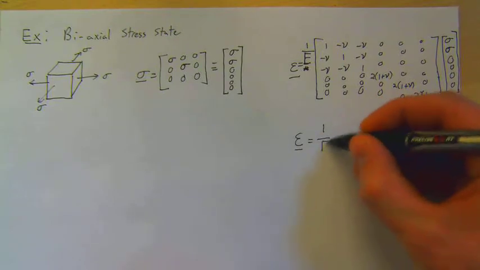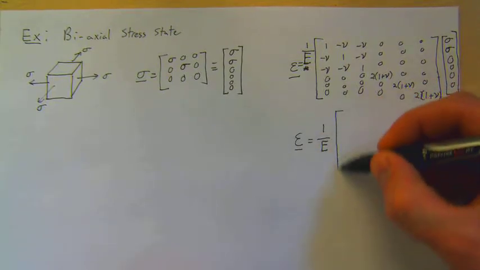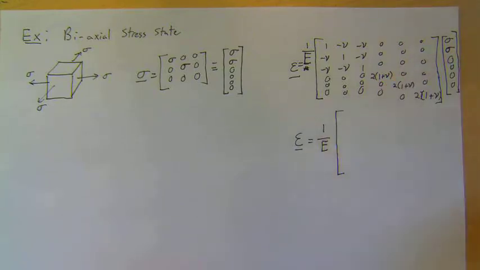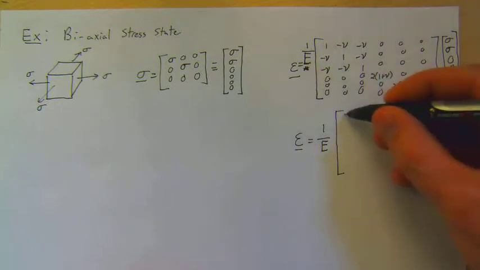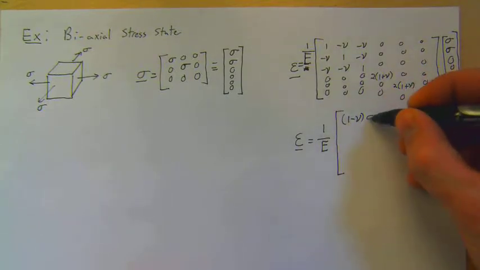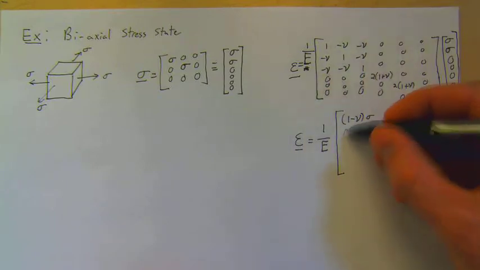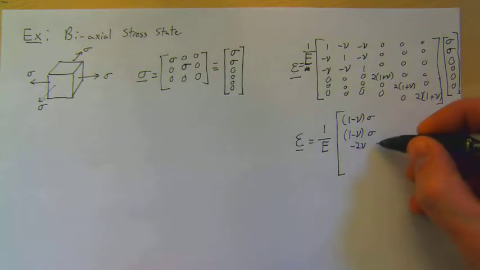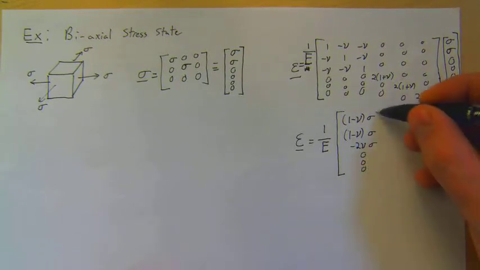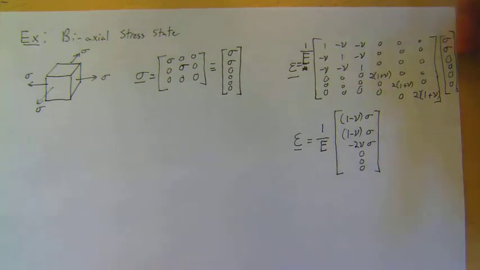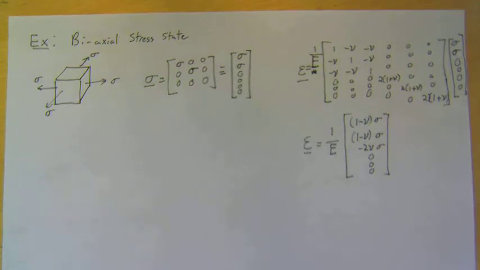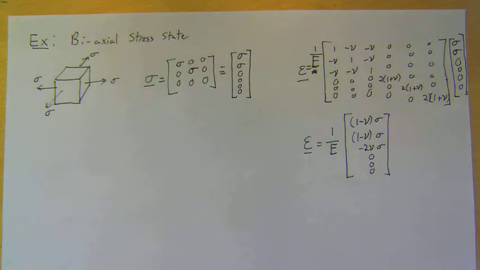This is now, I'm going to bring us, I'll leave the sigma out. 1 minus nu times sigma. 1, again, 1 minus nu times sigma. This is minus 2 nu sigma. And then zeros for everything else. So this would be the resulting strain state from applying biaxial stress to a sample. Cool. Starting to feel a little more comfortable, hopefully.